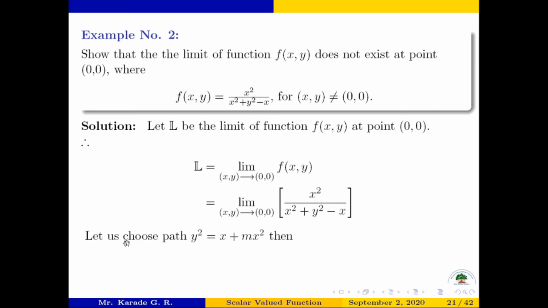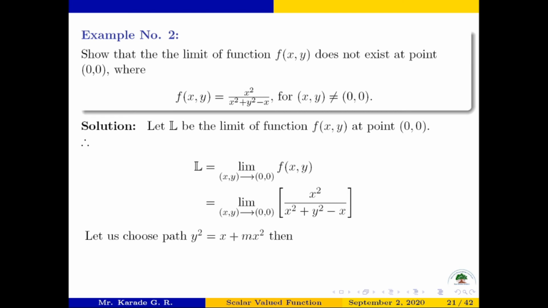So now let us choose a path like this: y square equal to x plus mx square. Then what will happen? It is not necessary to write the geometrical meaning of that path and all these things. We just consider a path which gives a different value. If I use this path, it passes through the given point, our point 0 comma 0.